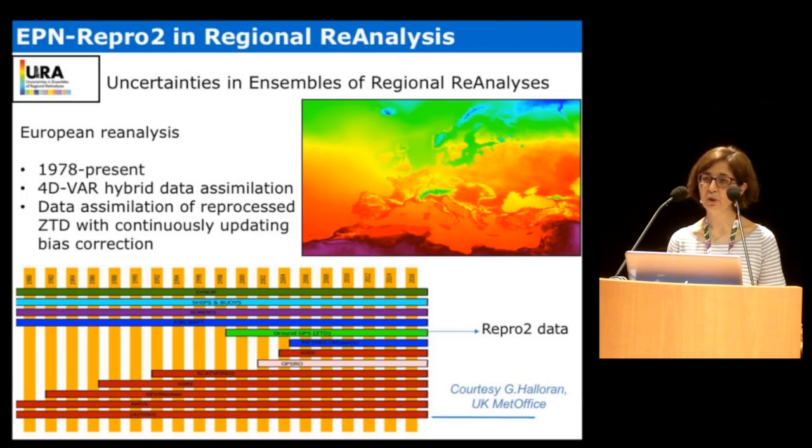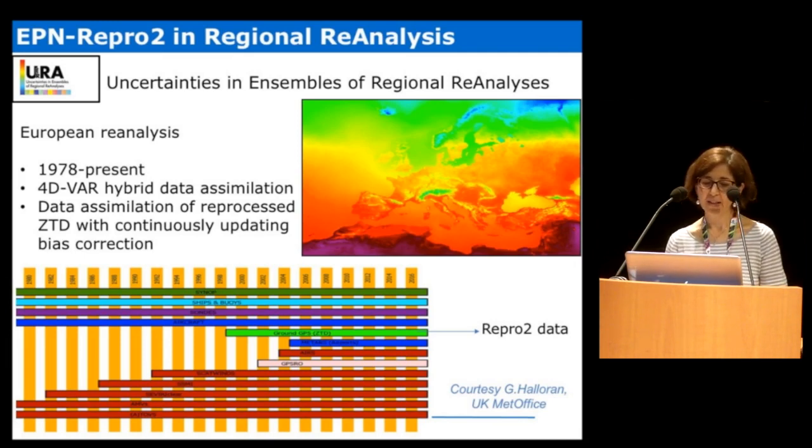This is an activity which is ongoing at the UK Met Office, in the framework of this European project, Uncertainties in Ensembles of Regional Reanalysis. They are doing a regional reanalysis over the last 40 years in a 4D hybrid data assimilation. And this is the bunch of data they are going to assimilate, and in this bunch of data we have also EPN-Repro2 data.